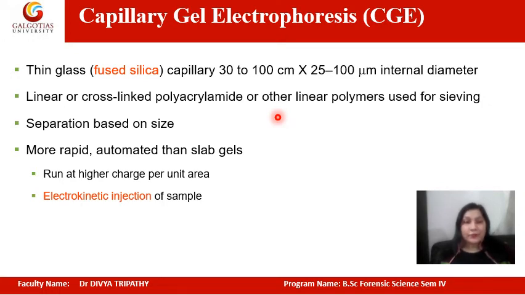This technique is more rapid and automated than slab gel and can run at higher charge per unit area. In this type of technique, we use electrokinetic injection of the sample.